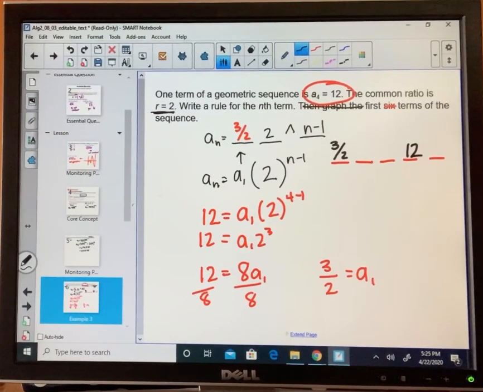Okay, if we're multiplying by 2 every time, 3 halves times 2 is 3. 3 times 2 is 6. 6 times 2 is 12. So we just checked our answer, kind of, and got 12. So good. And then 12 times 2 is 24. So that's how we would do this.